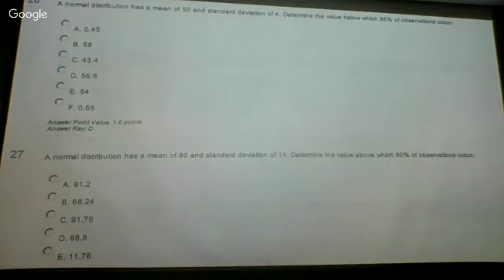A normal distribution has a mean of 50 and a standard deviation of 4. Determine the value below which 95% of observations occur. This is absolutely something new that we haven't looked at. In this case, the question says determine the value.